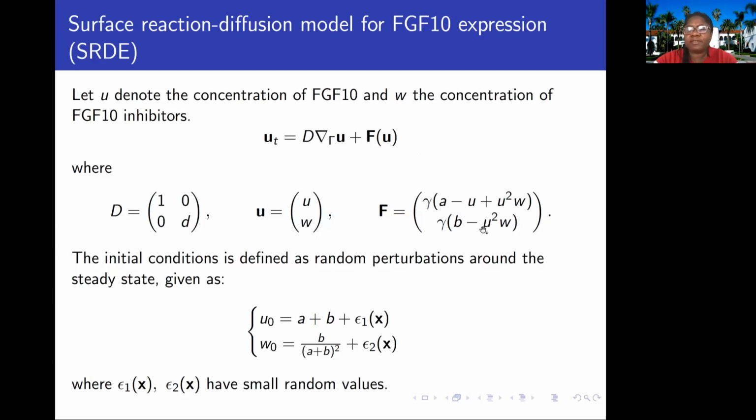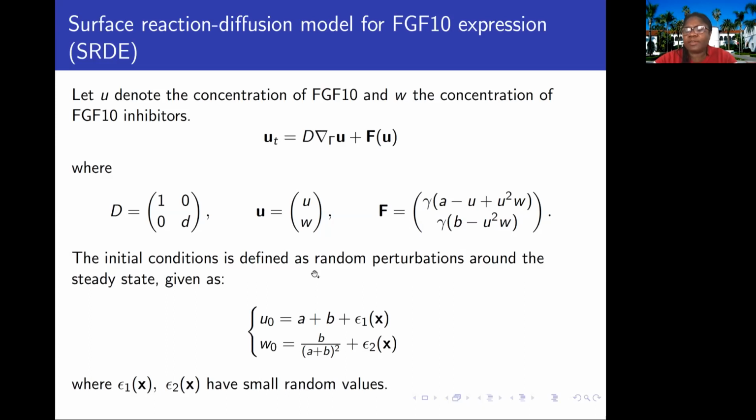It describes the fact that when you have more FGF10 being expressed, it's going to increase the expression of sonic hedgehog, and also all other inhibitors. And the more production of inhibitors you have, the more that would inhibit the production of FGF10. That dynamics is described using this equation represented by F.